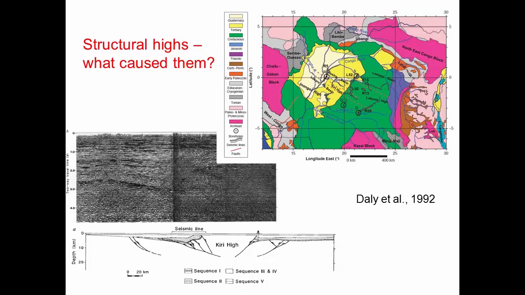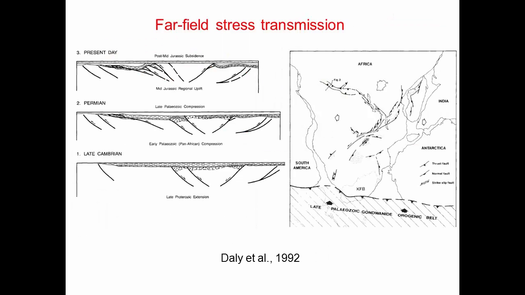And Daly and his co-authors argued that the basement high was related to 2 episodes of compression, one in the early Paleozoic and another in the mid-Jurassic, from far-field stress transmission. But let me back up a second and say that the basin originally probably started in the Neoproterozoic as a rift basin. So the faults in the center part of the basin were originally normal faults.